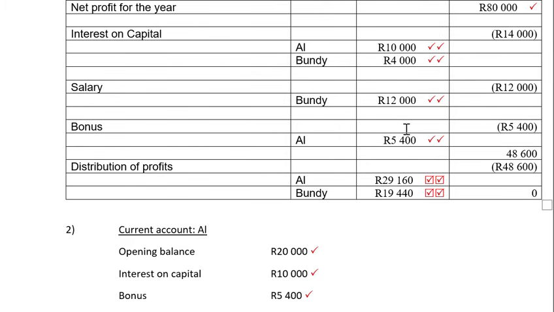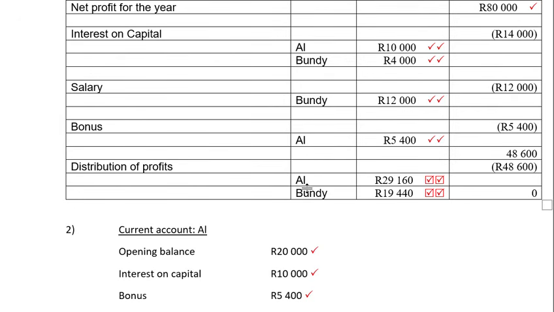So to calculate this bonus, we first had to take off interest on capital and the salary, and that gives us 10% of 54,000, because 80,000 minus 14,000 minus 12,000 is 54,000, times 10% is 5,400. So that 5,400 now gets taken off the net profit as well. So you have the net profit, and how it was divided was interest on capital, a salary to a partner, and a bonus to a partner. And that gives us 48,600 to be distributed amongst L and Bundy.